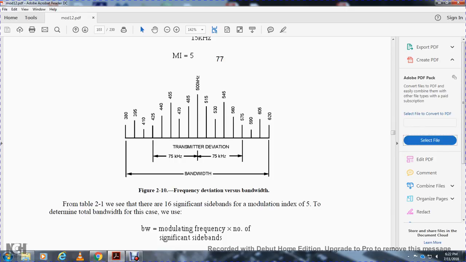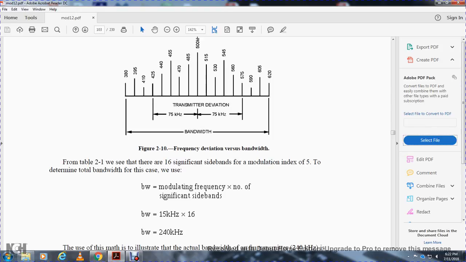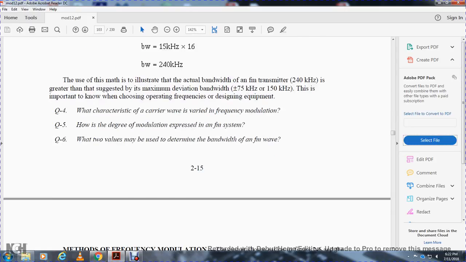To determine the total bandwidth, in this case the bandwidth is equal to the modulating frequency times the number of significant sidebands. So you have 15 kilohertz times 16, which is 240 kilohertz. You have the math to illustrate the actual bandwidth of the FM transmitter. 240 kilohertz is greater than the suggested maximum deviation of plus or minus 75 kilohertz, or 150 kilohertz. This is important to know when choosing an operating frequency or designing equipment.